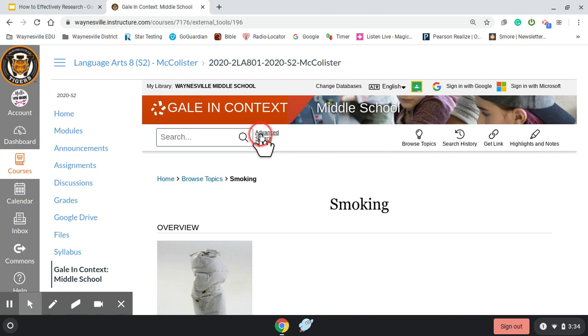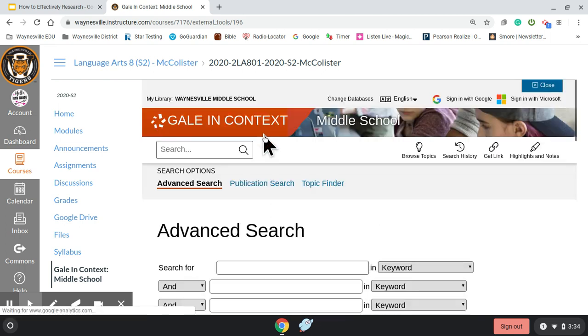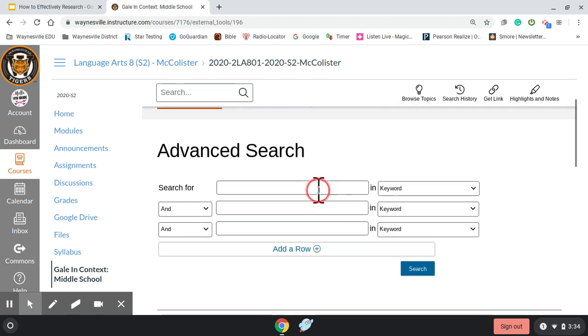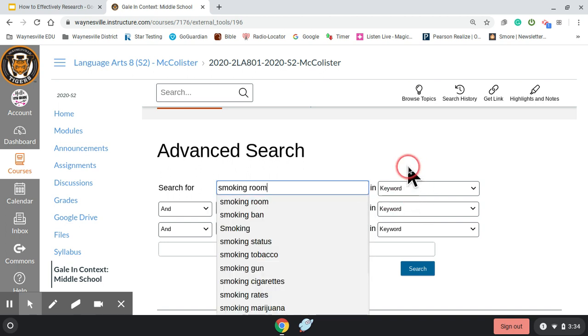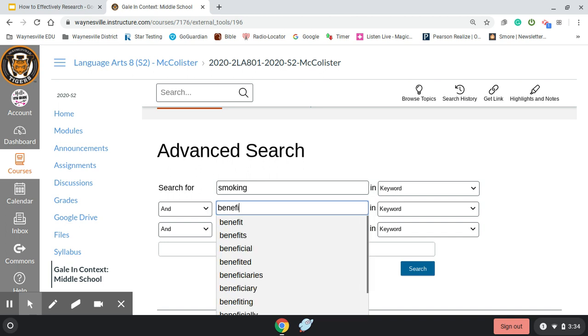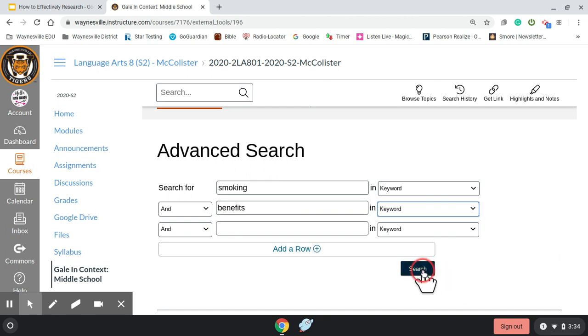So what we are going to do is use our Boolean operators. So again, our topic is, should smoking be outlawed? Yes or no? Depending on your claim, you may say yes. So smoking, we're going to search smoking. Be careful that you don't include any other search. And benefits. And let's see what we come up with.